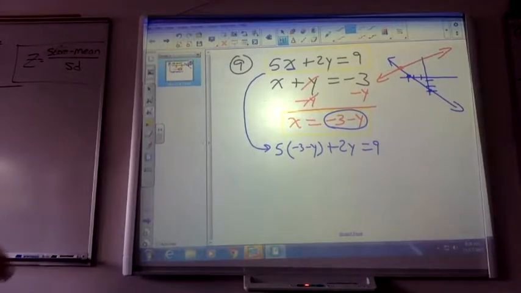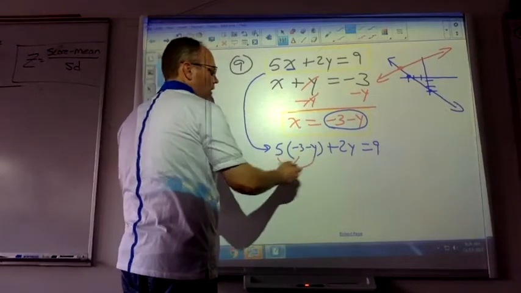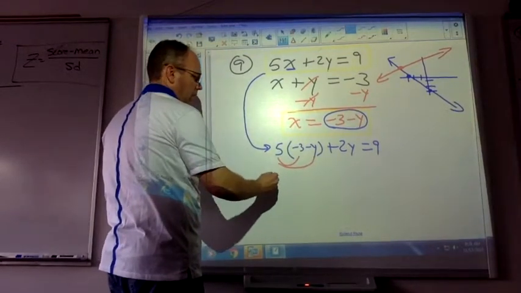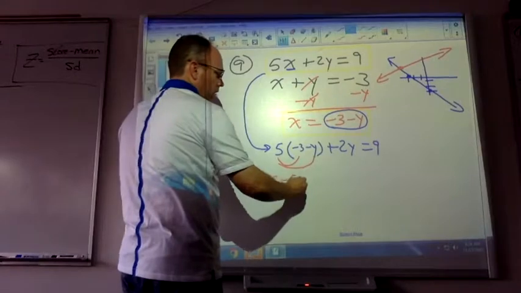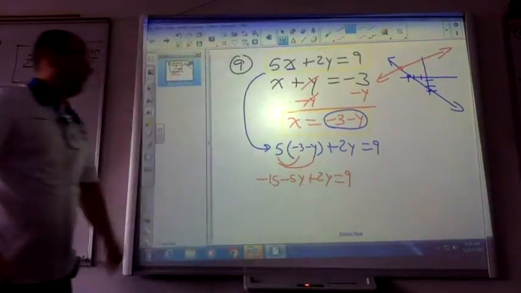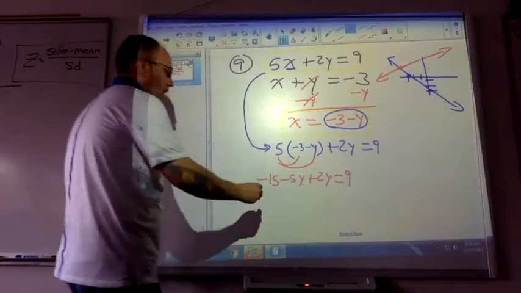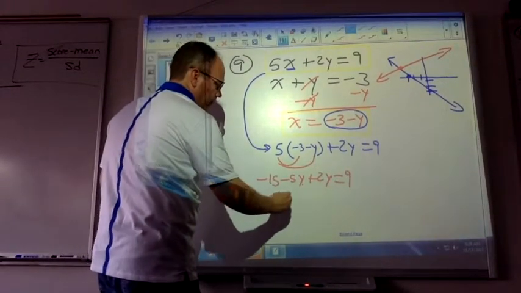Okay. All right. So we're down here. I'm going to distribute 5 here and here. So 5 times -3 is -15. Minus 5y plus 2y equals 9. Is that right? Do I have any like terms on the left side of the red? Yep, the y value. So I have negative 5y and positive 2y. If I combine those together, I get negative 3y.